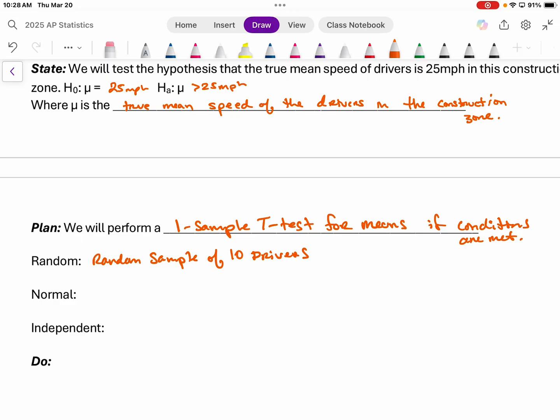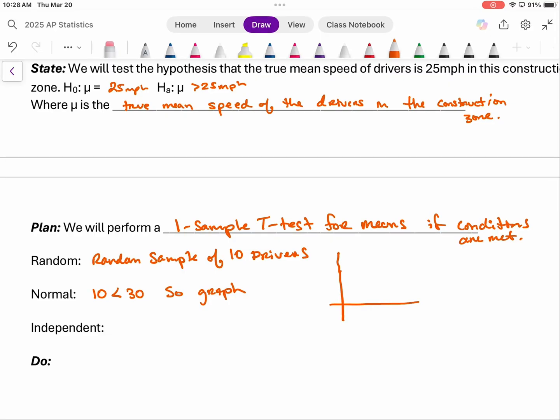Normal. 10 is less than 30, so graph. All right, so we have to go through and graph, which means I'm going to do that normal probability plot. I have to graph that. And again, I'm looking for outliers and strong skewness. If there are any, I'm not going to do it.